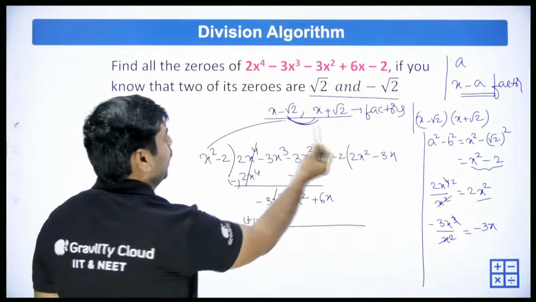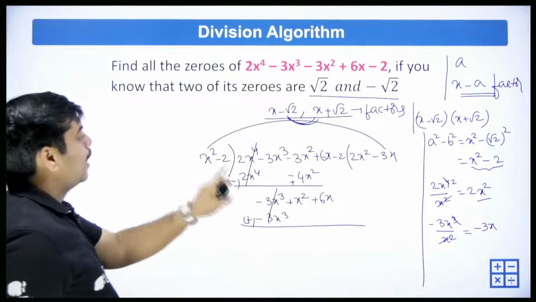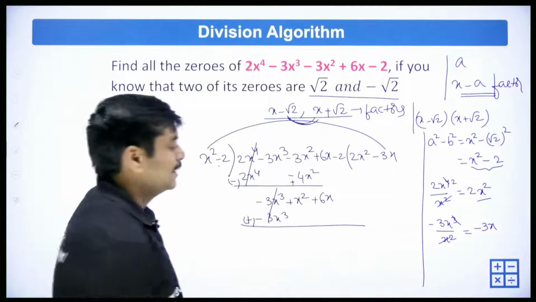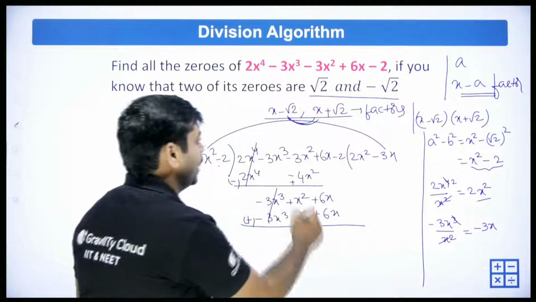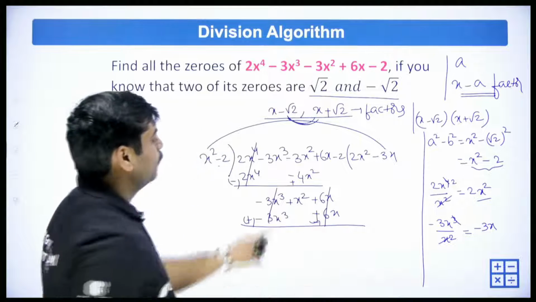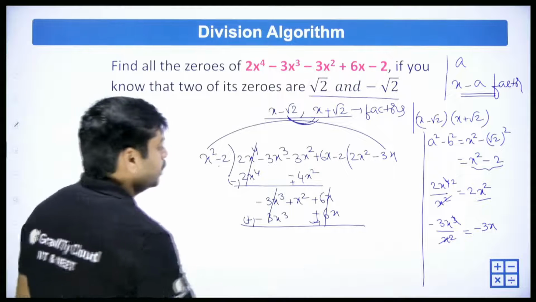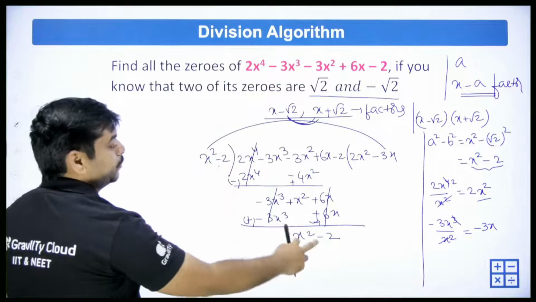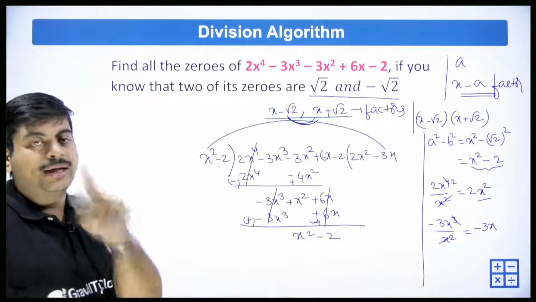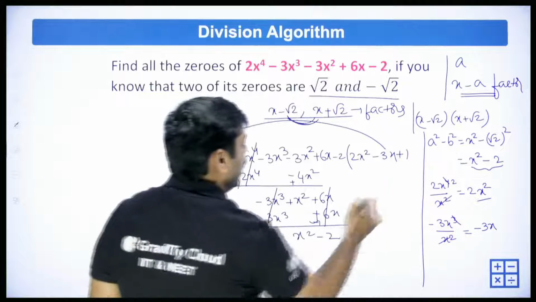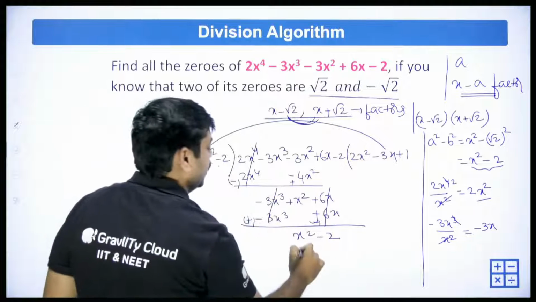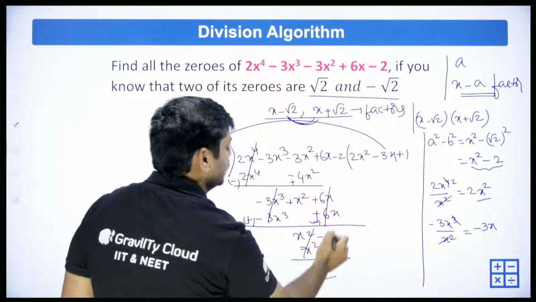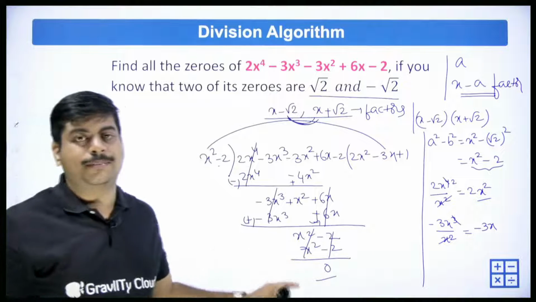X square into minus 3x is minus 3x cube. Minus 2 into minus 3x becomes a plus 6x. So when you're subtracting, these two also get cancelled and you're left with only x square, and this minus 2 will come here. X square minus 2 and x square minus 2, so it's exactly 1 time. So just write 1: x square into 1 is x square, minus 2 into plus 1 is minus 2. So these two values get cancelled and you'll get the remainder as 0.